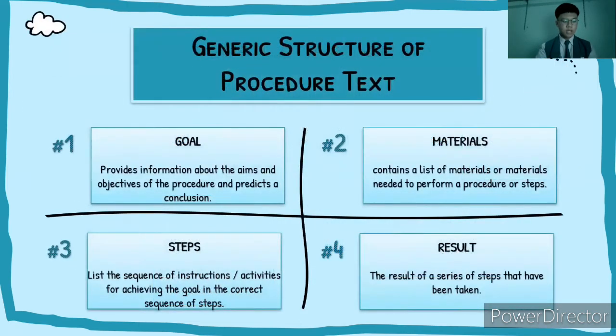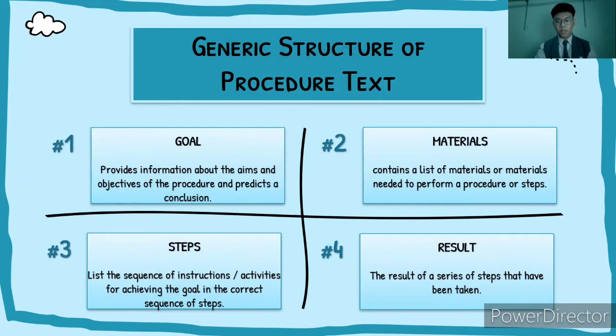Okay, to the next slide is generic structure of procedure text. The first generic structure of procedure text is goal. It means it provides information about the aims and objective of the procedure and predicts a conclusion. The second generic structure is materials.